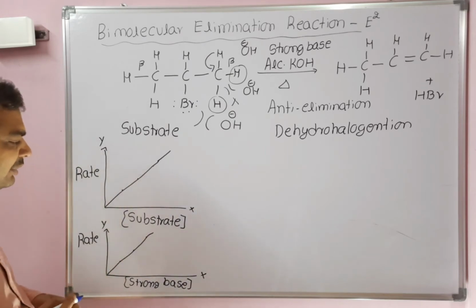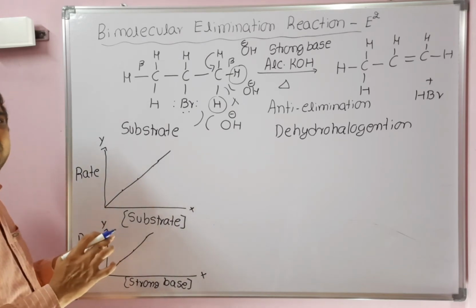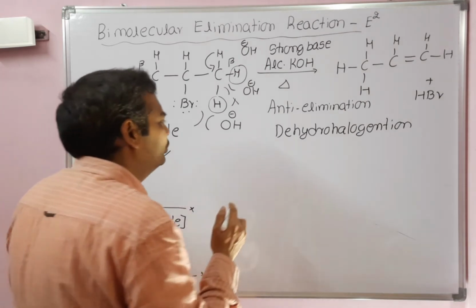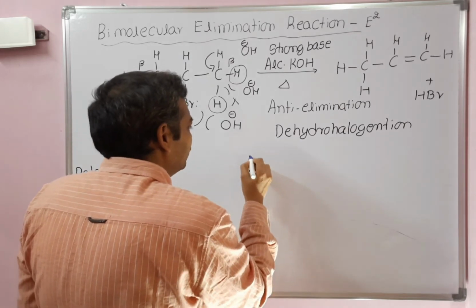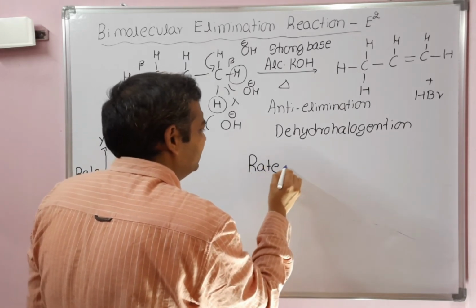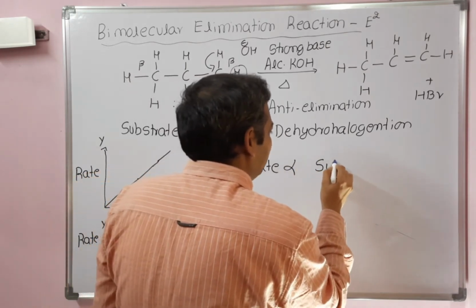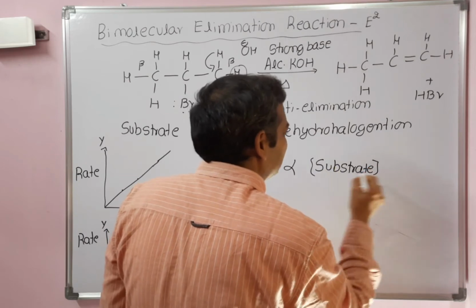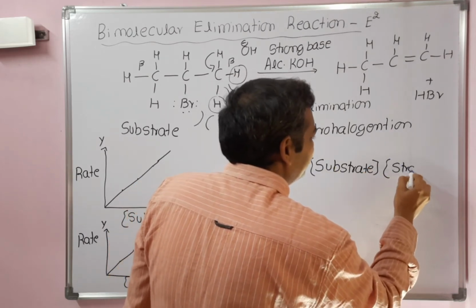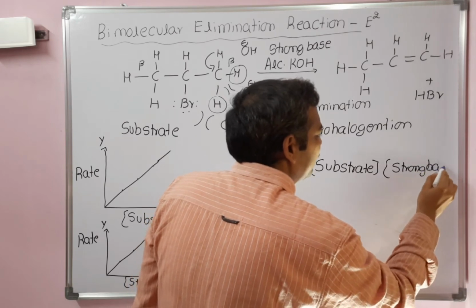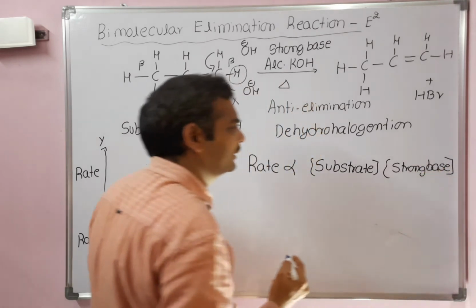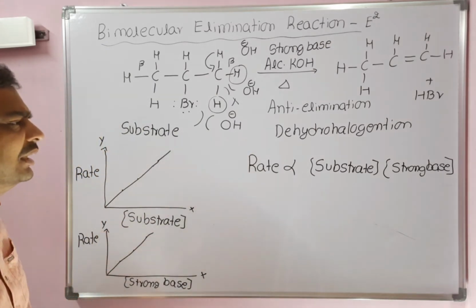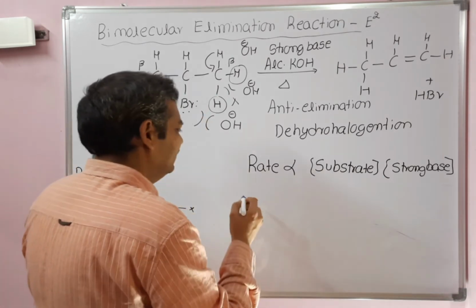So from this graph, the information is, if you increase the concentration of the strong base, the rate of the reaction is increasing. So from these two graphs, the conclusion is, the rate of the reaction is directly proportional to the concentration of the substrate as well as the concentration of the strong base. This is from the experimental data. From the experimental data, the rate of reaction depends on the concentration of the substrate as well as the concentration of the strong base. This is a rate equation.